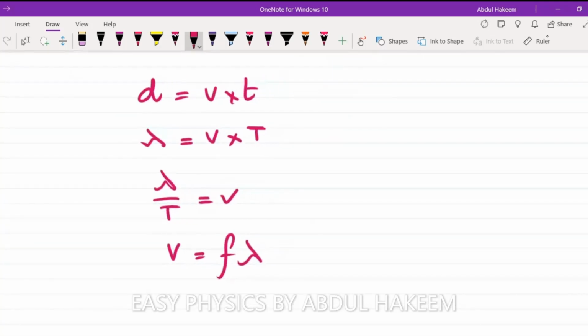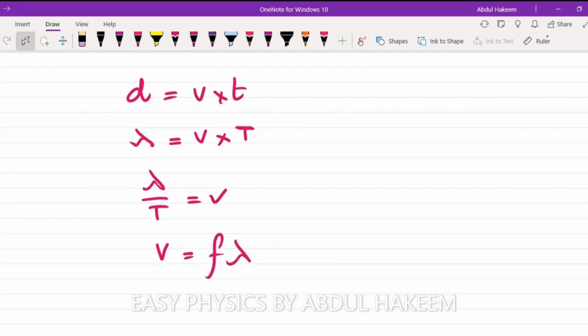Now, the amplitude is the maximum displacement of the particle from the mean position in either direction. And the displacement is the distance of the particle from the mean position in a fixed direction.